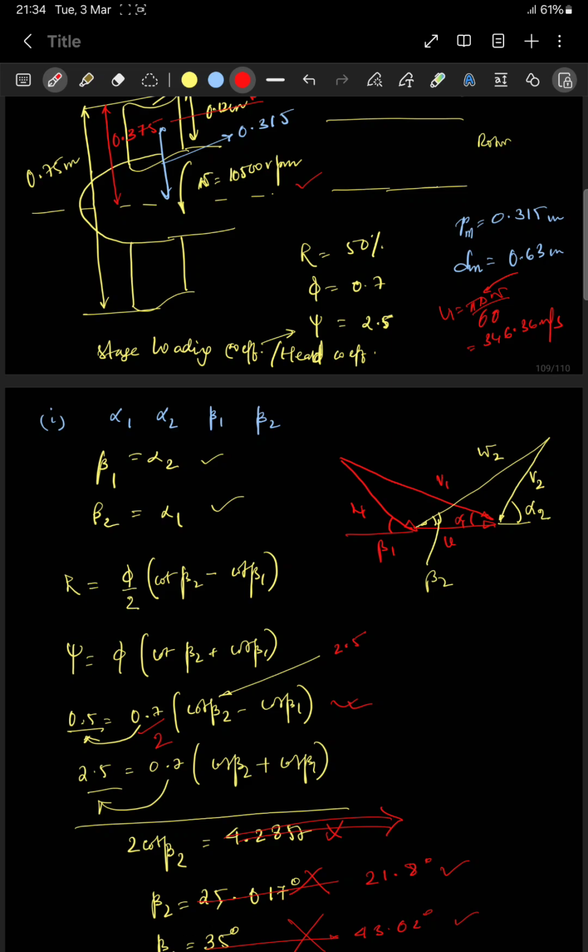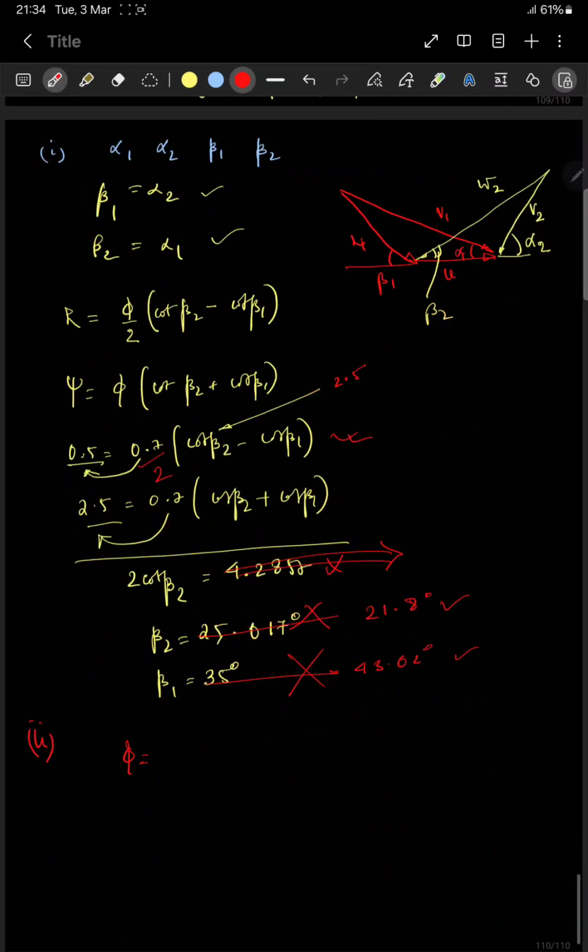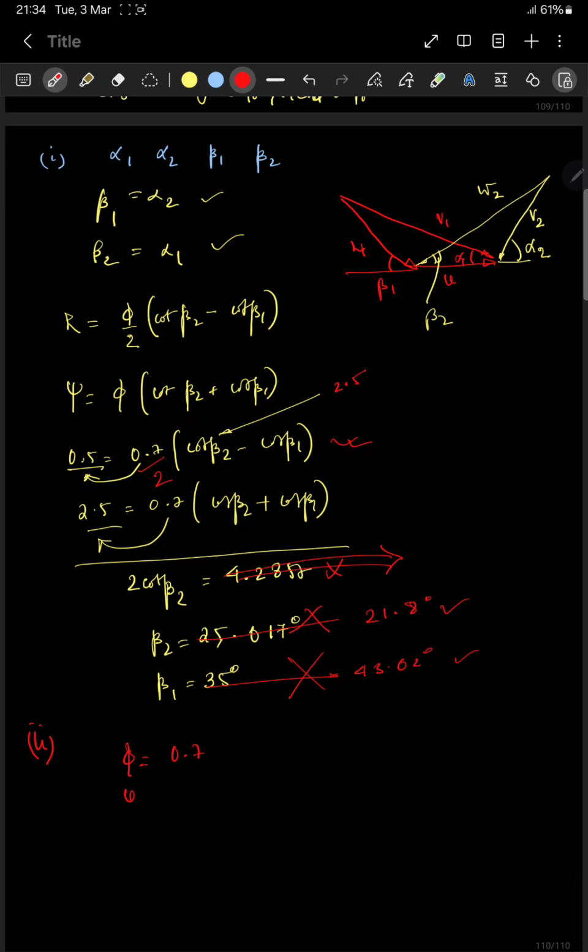Okay, now we know phi. Let me do it separately. Now we know phi is equal to 0.7, u is equal to 346.36, and phi is Vx by u. So Vx is equal to 242.45 meters per second. Velocity of the nozzle exit.